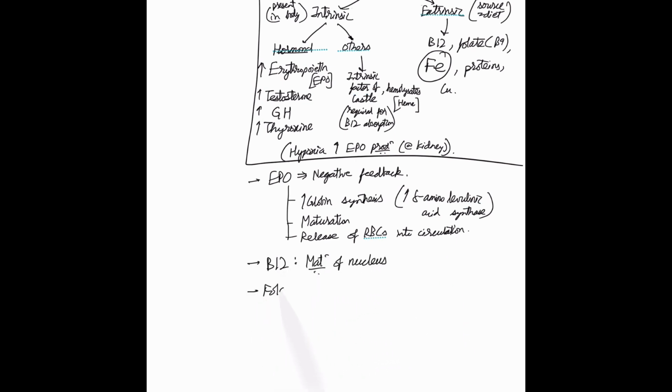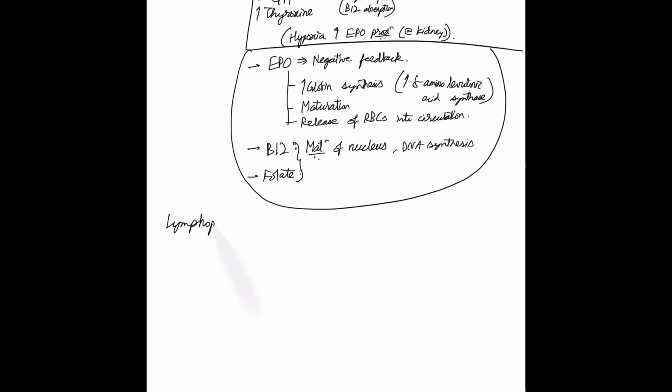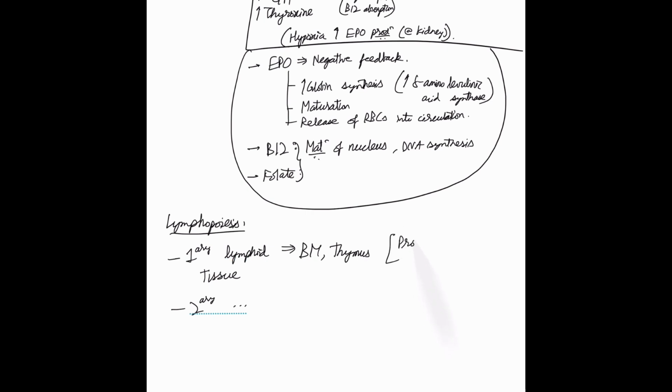B12 is required for the maturation of the nucleus and DNA synthesis, along with folate as well. They have the same function. Coming to lymphopoiesis, we have primary lymphoid tissue, which consists of the bone marrow and thymus. They're responsible for the proliferation of naive lymphocytes, basically lymphocytes that aren't yet antigen sensitized. And secondary lymphoid tissue is responsible for the proliferation of antigen sensitized lymphocytes.